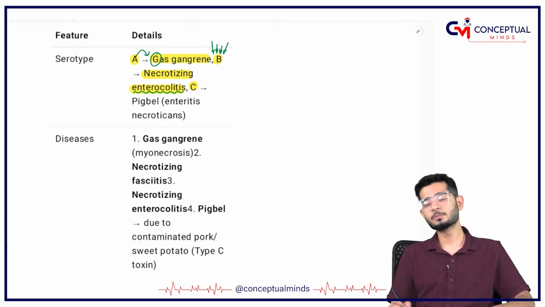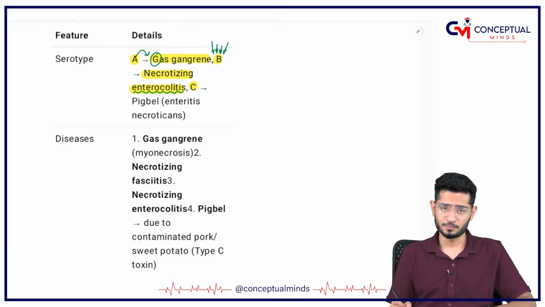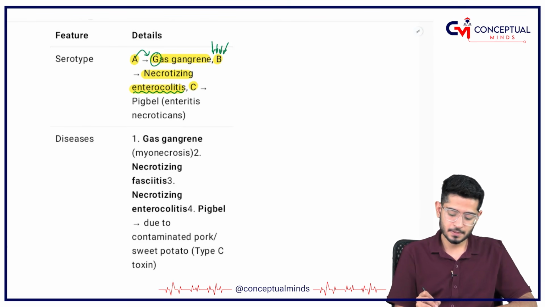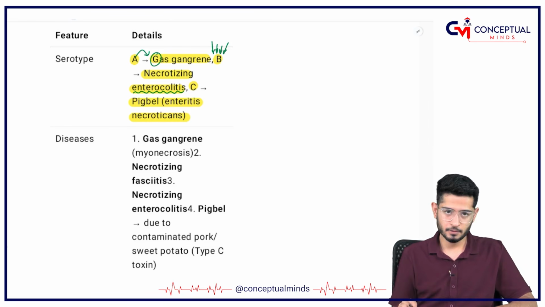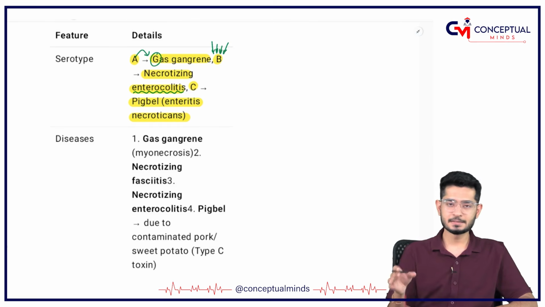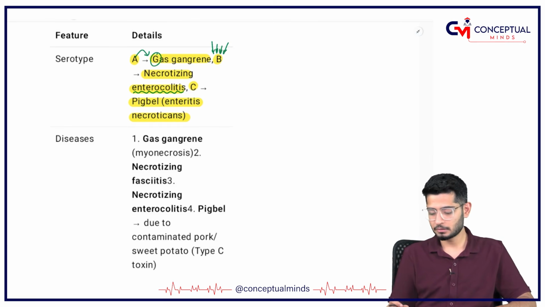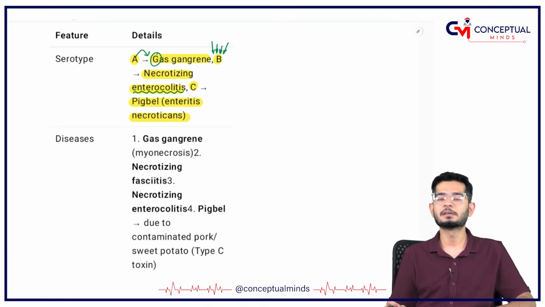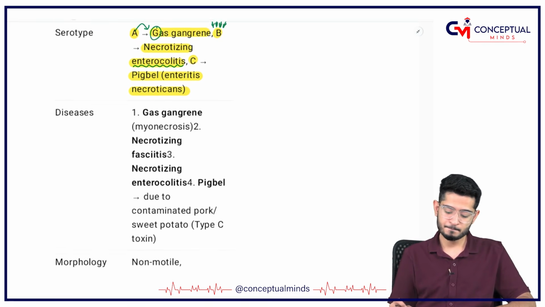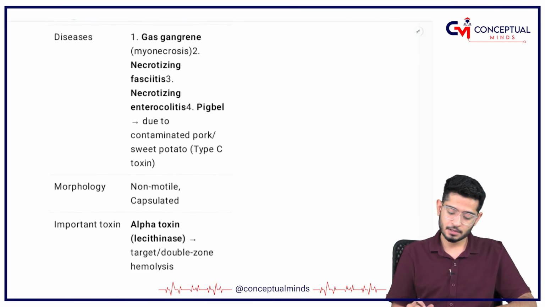That means it is also somehow destroying the colon, necrotizing enterocolitis. And C is responsible for causing the HHR. HHR is enteritis necroticans. So A is responsible for causing gas gangrene, B is responsible for causing necrotizing enterocolitis, C is responsible for causing HHR, that is enteritis necroticans. Okay. So what are the diseases they are going to cause?